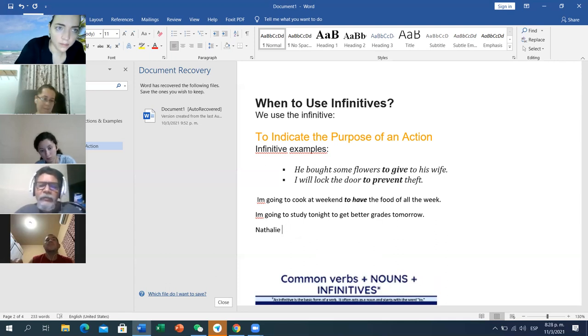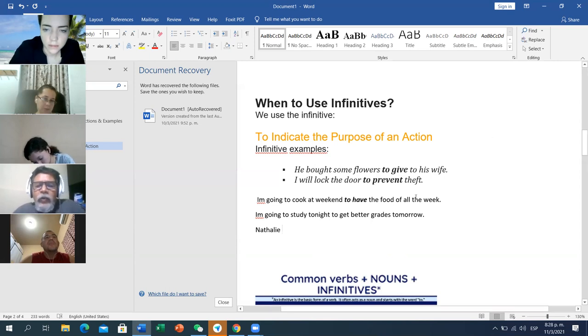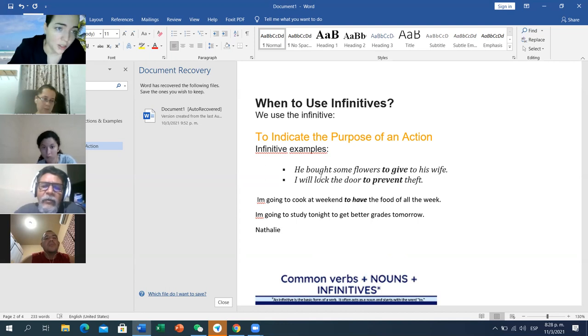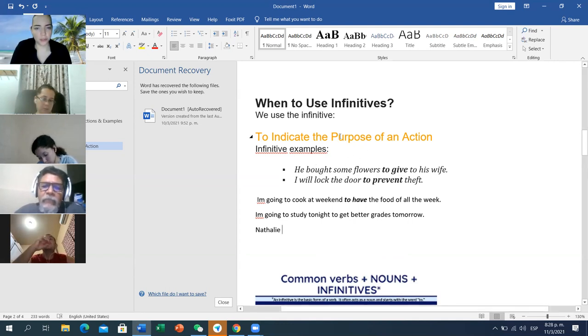I have a question. In this case, in the first sentence, I'm going to cook at the weekend, to cook is not an infinitive? It could be an infinitive, pero puede tomarse más bien como un futuro. Exactly. The first one pudo haberse tomado como una oración a futuro. Pero nuestro propósito, porque aquí estamos hablando de un propósito. Por eso les estoy poniendo esto. Nuestro propósito fue este. Ok.